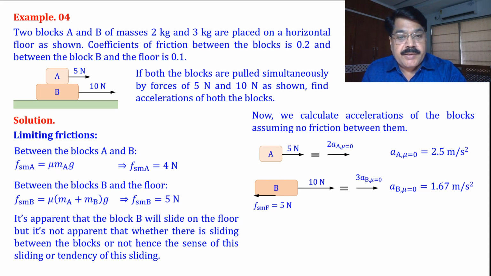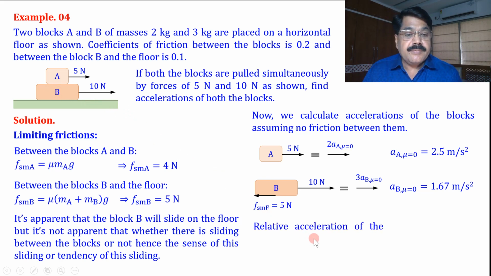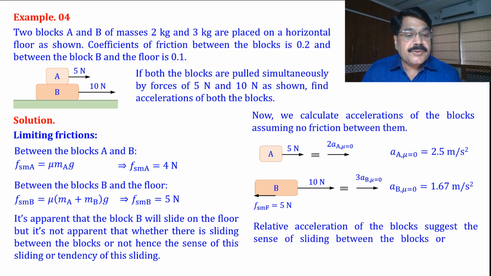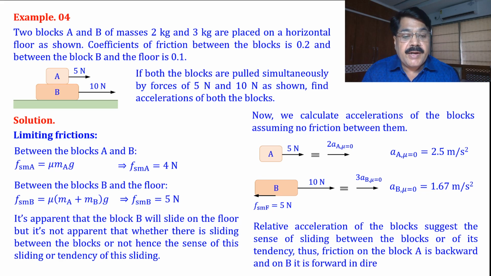These two accelerations show that block A naturally has a tendency to move ahead of block B. So block A will try to slide on block B in the forward direction. So the sliding tendency on block A is in the forward direction. So static friction will act on A in the backward direction and on B in the forward direction. Relative accelerations of the blocks suggest the sense of sliding between the blocks, or its tendency. Thus, friction on block A is in the backward direction and on B it is in the forward direction.